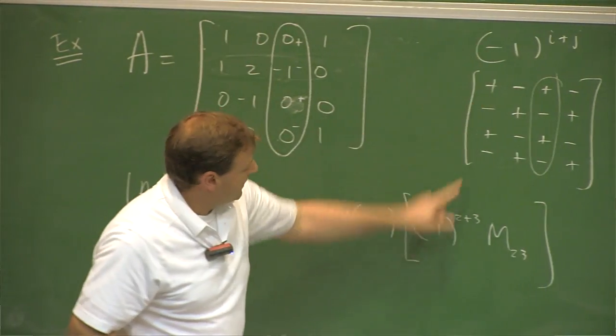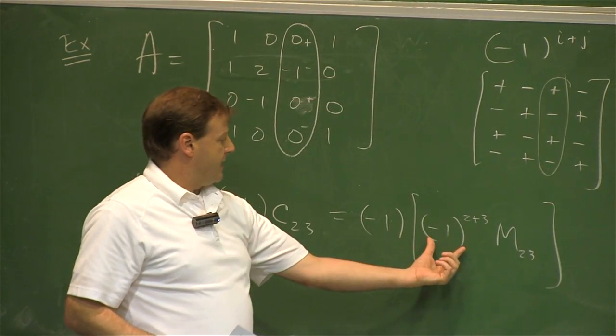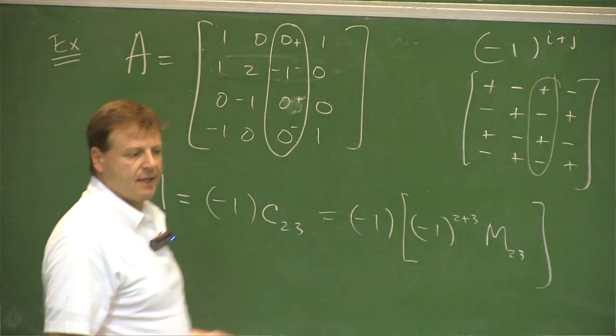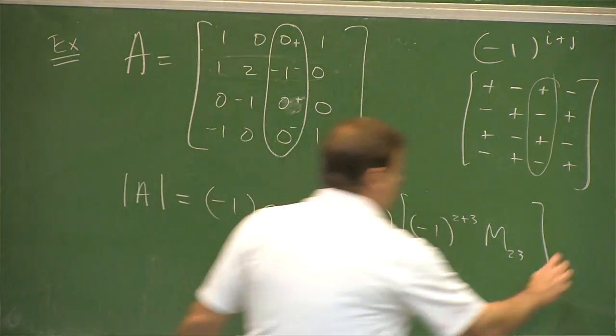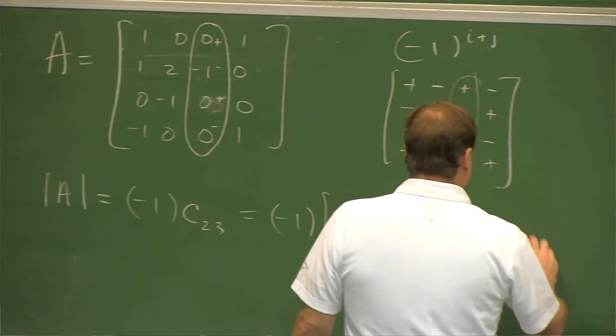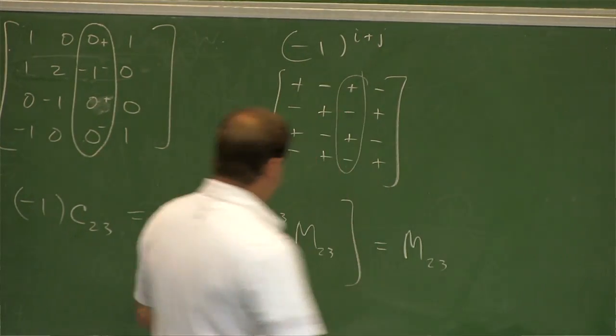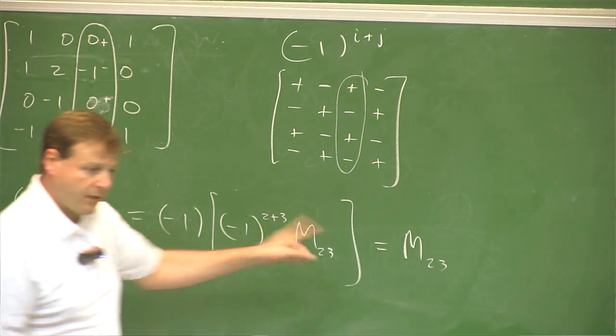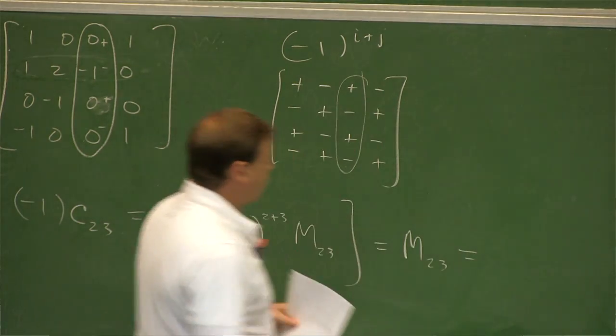Now this is what I was saying over here, you don't have to write this out. If you just realize it's a negative, you just cancel the negatives essentially. Okay, so let's write out what this is. M23, so this is just equal to M23 because I have negative 1 times negative 1. Now let's write out what M23 is.